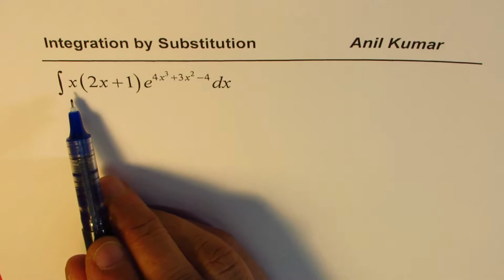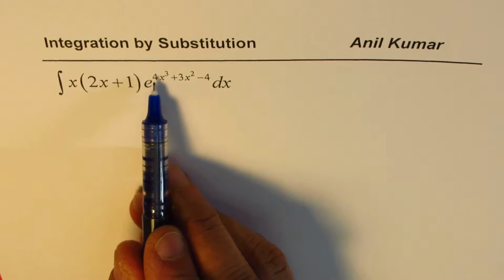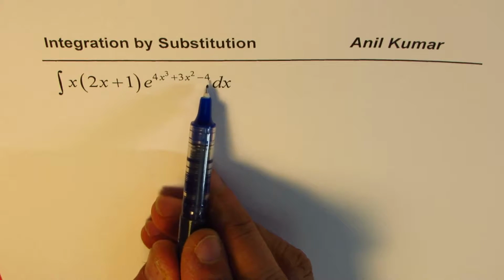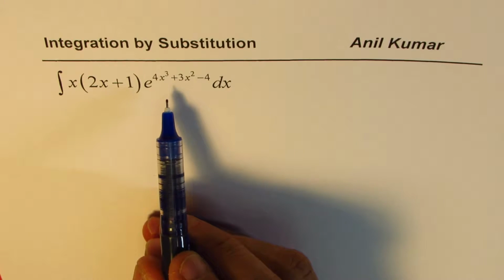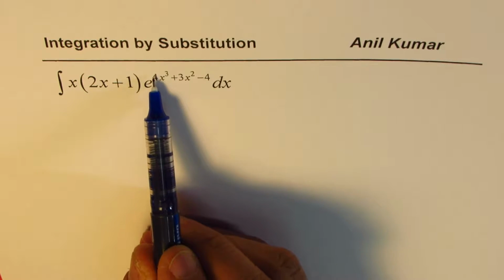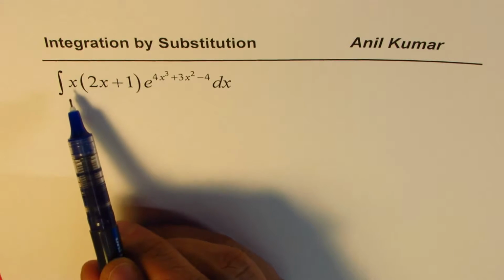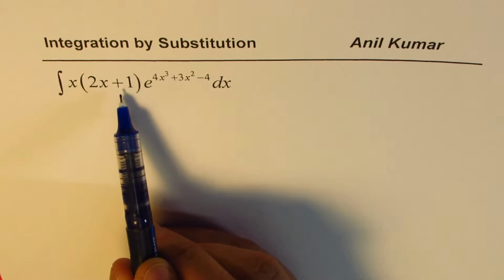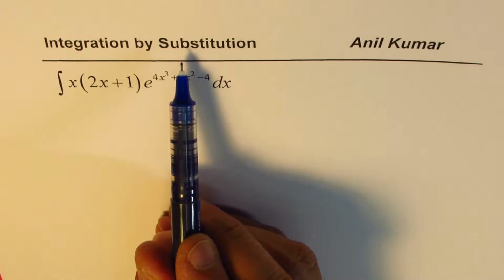We need to integrate x times (2x plus 1) times e to the power of (4x cubed plus 3x squared minus 4). Now in this integrand, what you notice is that the derivative of this exponent is related to another component of the integrand. That reminds you of the chain rule, right? Therefore, we could use substitution.